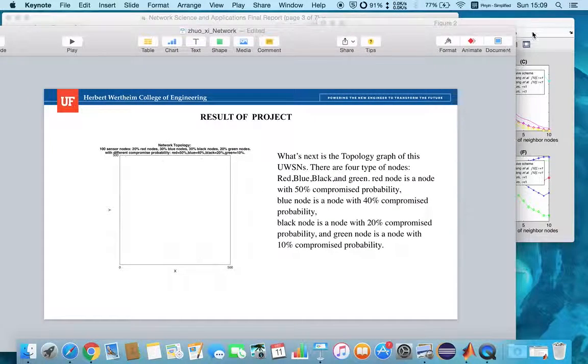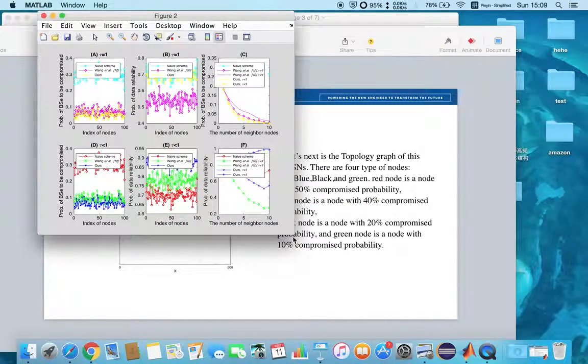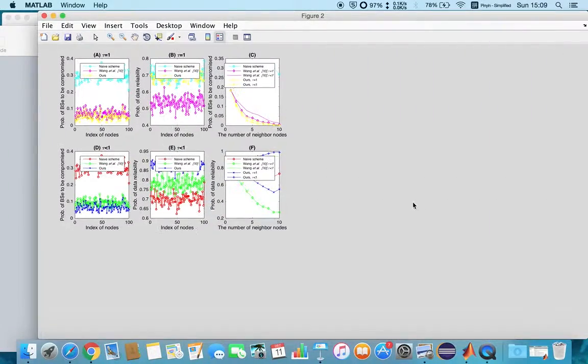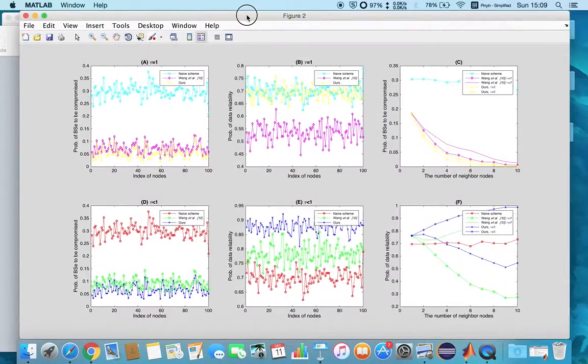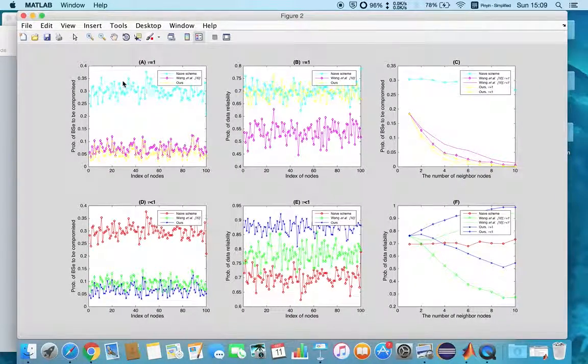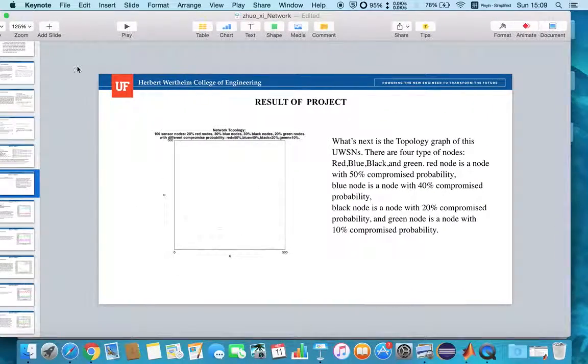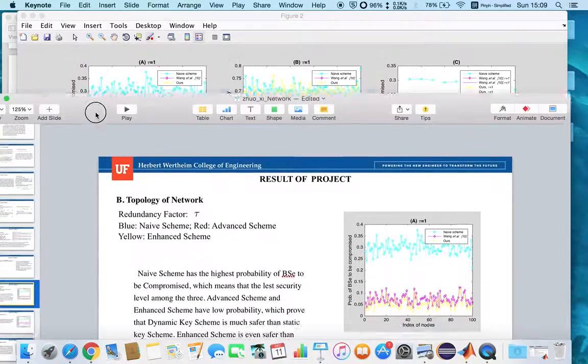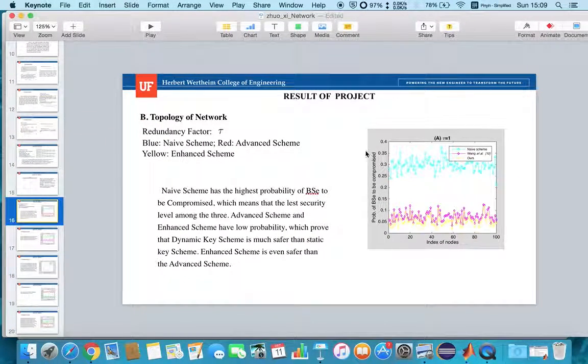And here you can see the outcome of this, and I will explain it very carefully in the next part. So let's see the first graph. The redundancy factor is this, and the blue means the naive scheme, and the red line means the advanced scheme, and the yellow one means the enhanced scheme.